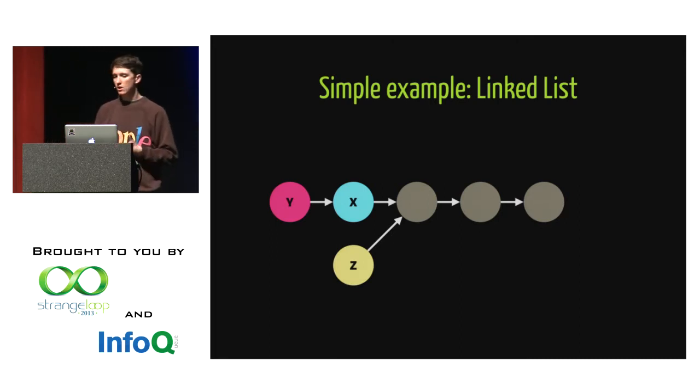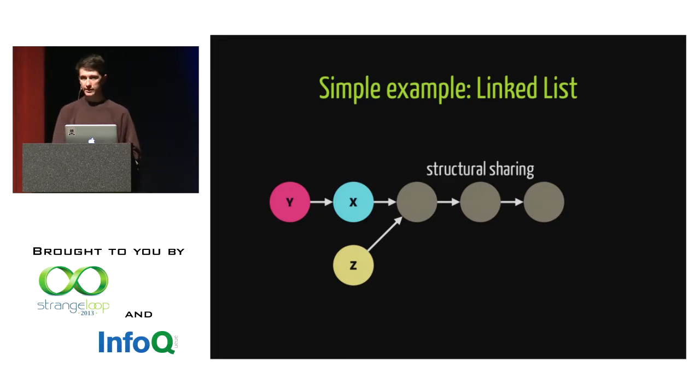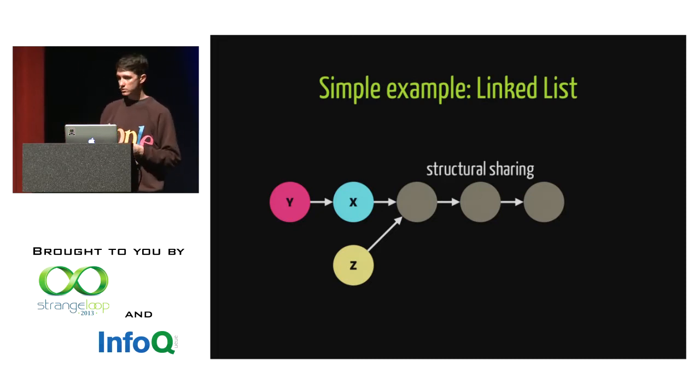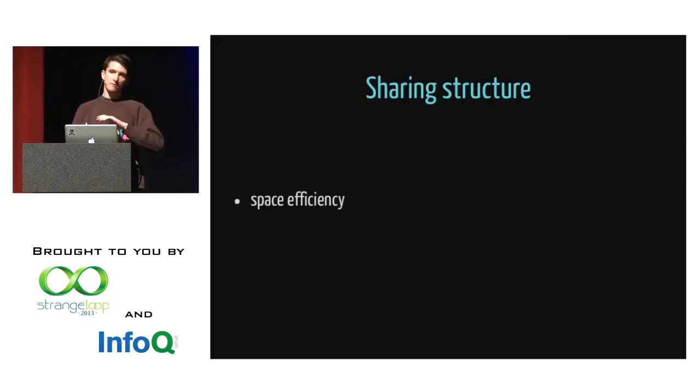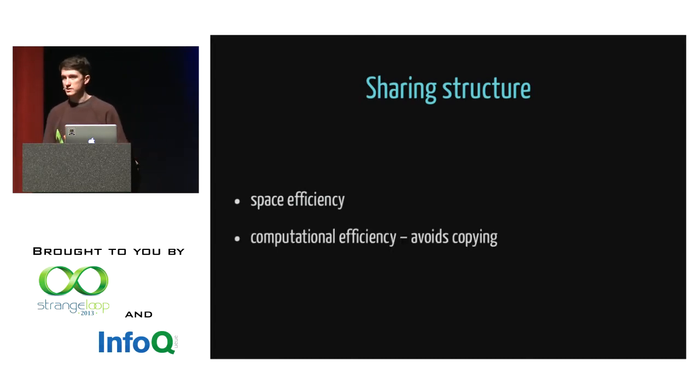Here we can see that all 3 of these lists are sharing structure. And this is really useful. We actually want this property in our persistent and functional data structures. One, for space efficiency, because that means that when I create a new version, I don't have to hold in memory 2 copies of the same thing. But also for computational efficiency. I don't want to have to copy every single element over to my new structure just because it's immutable. That would be pretty awful.